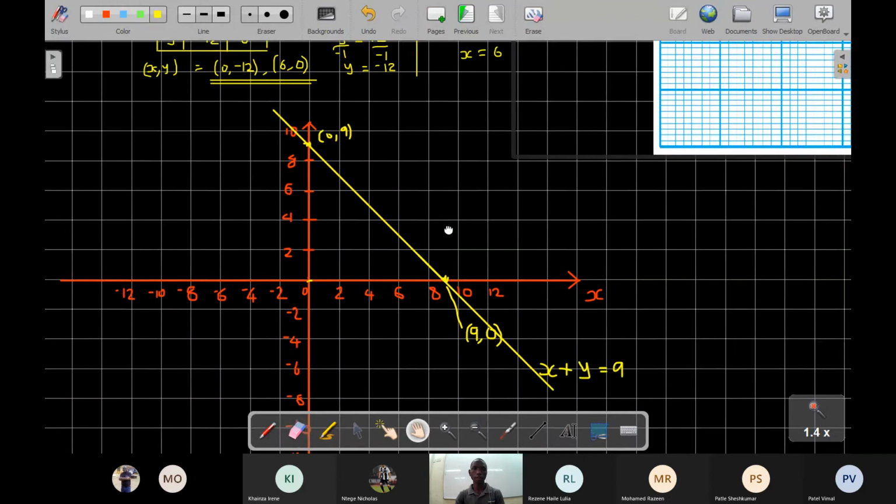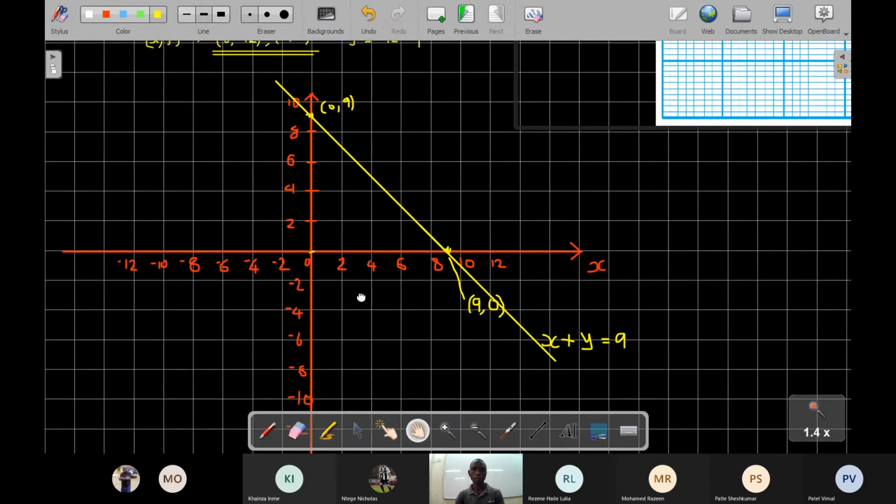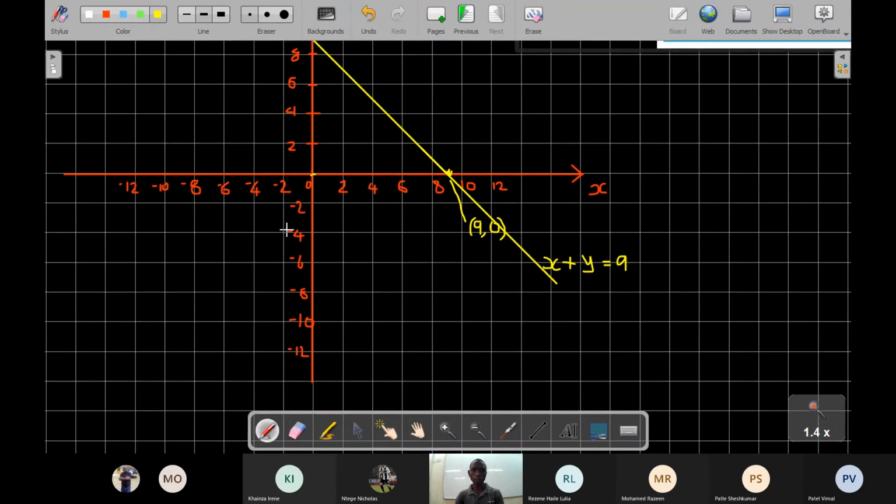The second line, the coordinates are 0, negative 12. 0 on the horizontal axis and negative 12 on the y-axis. So 0 on the horizontal axis is here, and then negative 12 on the y-axis is down here. This is where that point is. This point is 0, negative 12. So we plot that point here on that line like that.